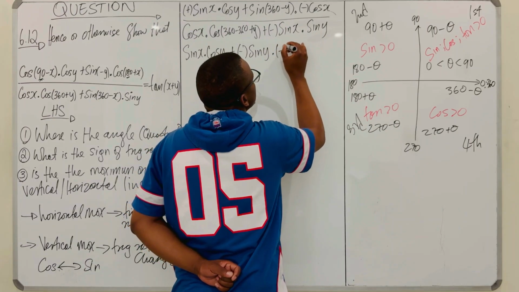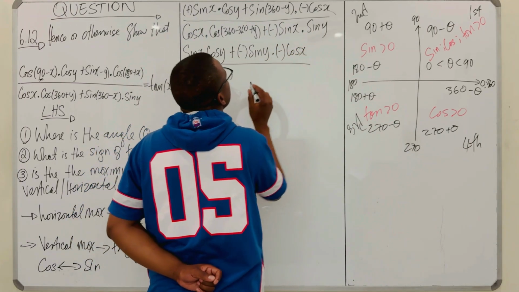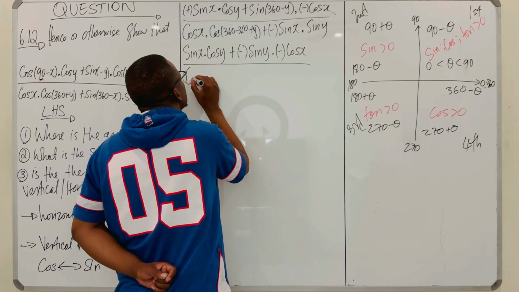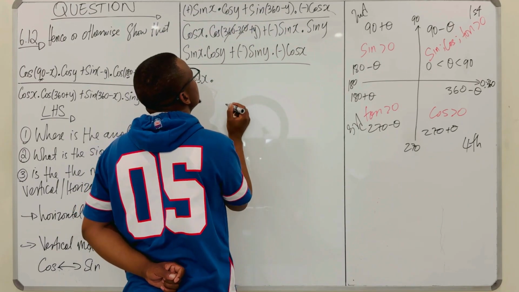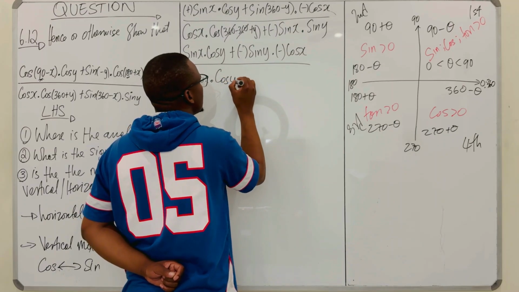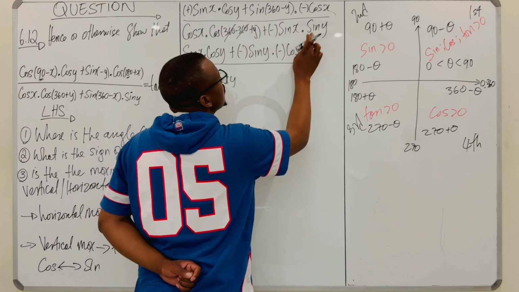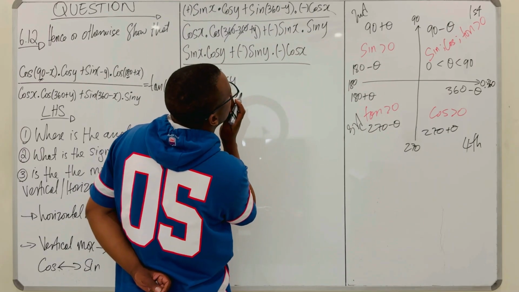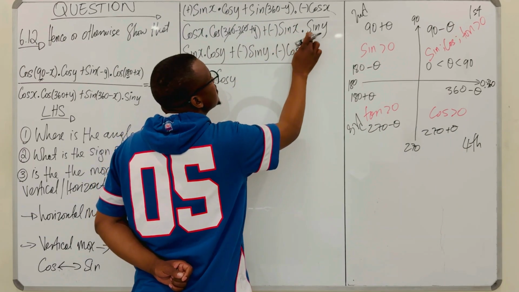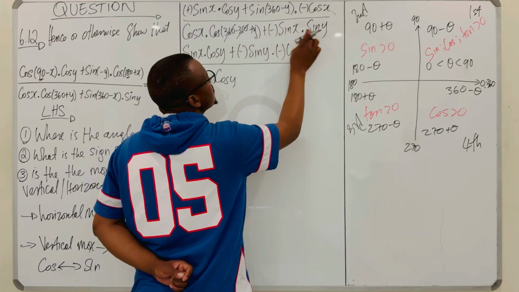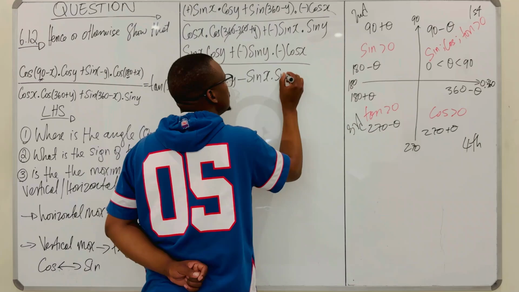Times negative cos x, all over cos x times this, and this and this go away. We're just left with cos y there. Negative times negative times this, so this times this is going to be negative. So you have negative sine x sine y.